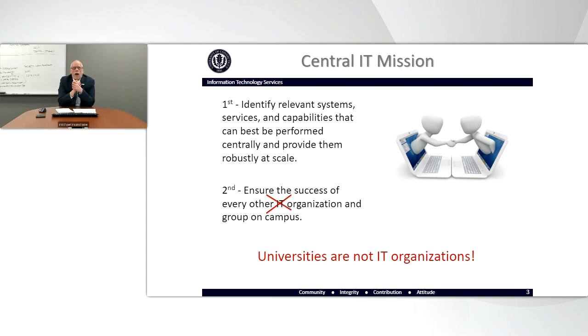If I go a little further, I would say, actually, universities are not IT organizations. And IT in general is not the purpose of the institution. It's a means to an end. It's not the end in itself. And I view the role of central IT not merely to ensure the success of other IT organizations, but to ensure the success of every other organization or group on campus. And it's from that context that we approached this problem of how to greatly expand what various business units are capable of doing at the University of Connecticut.